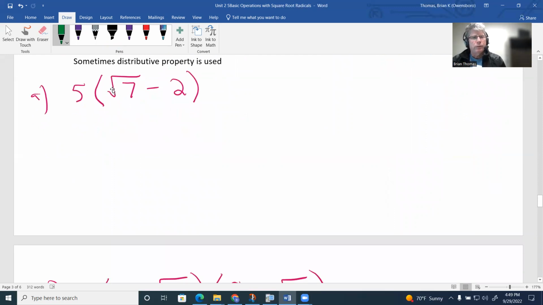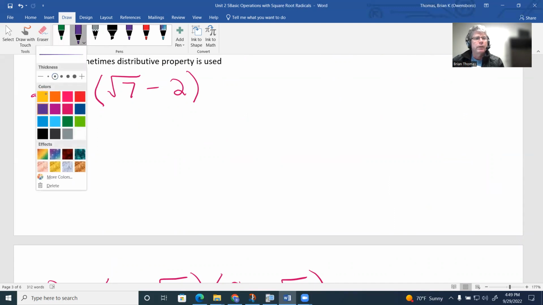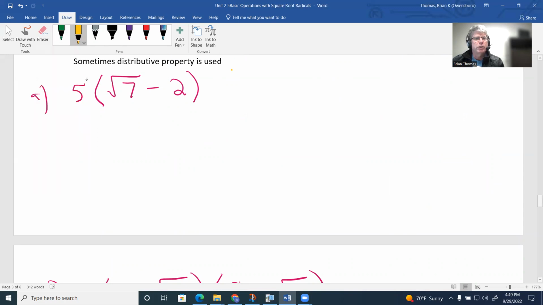So on this one, we have multiplying and subtraction going on. So we're supposed to be following the order of operations. But if you look inside the parentheses, the square root of 7 minus 2, those are not like terms. So I can't actually do what's inside the parentheses. So we have this distributive property that we used earlier in Unit 1. So remember, the distributive property means to multiply the outside number through the subtraction, or we would also call it addition, since this is really a square root of 7 and a negative 2.